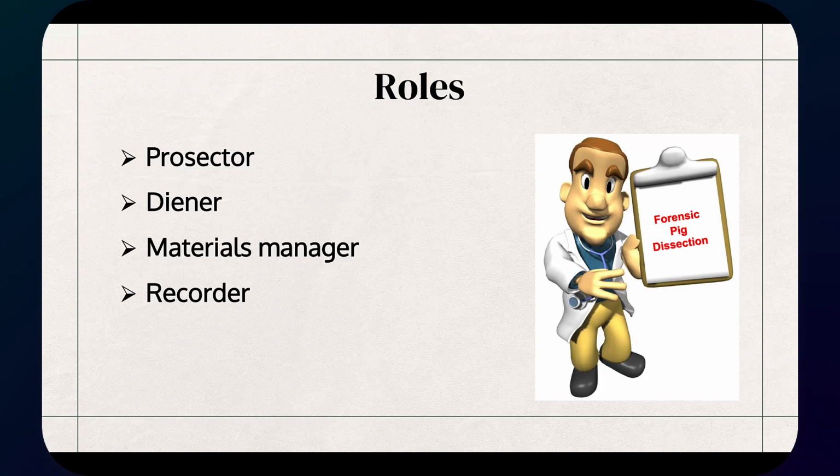There are 4 roles that will be taken on. The prosector is the forensic pathologist that's conducting the autopsy. The diener is the prosector's assistant. The materials manager is responsible for the instruments and supplies. And the recorder records all the information for the autopsy report and takes photographs. The recorder's hands stay clean. They don't take part in any of the actual autopsy.